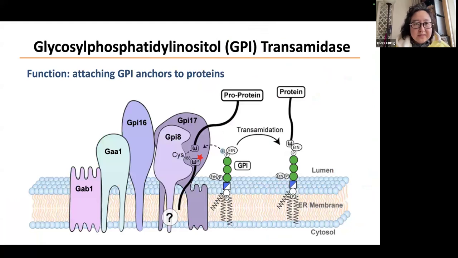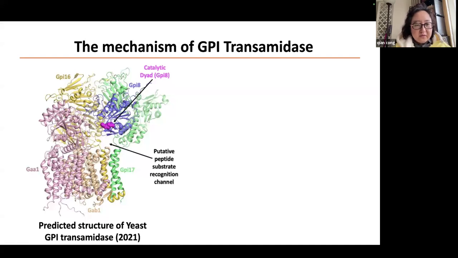I will just give you one example, which is this GPI transamidase. The function of this protein complex is to attach GPI anchors to proteins, which is one kind of modification to proteins. The components of this complex were known, but how these components come together and form a complex wasn't known. So this is our predicted structure back in 2021.